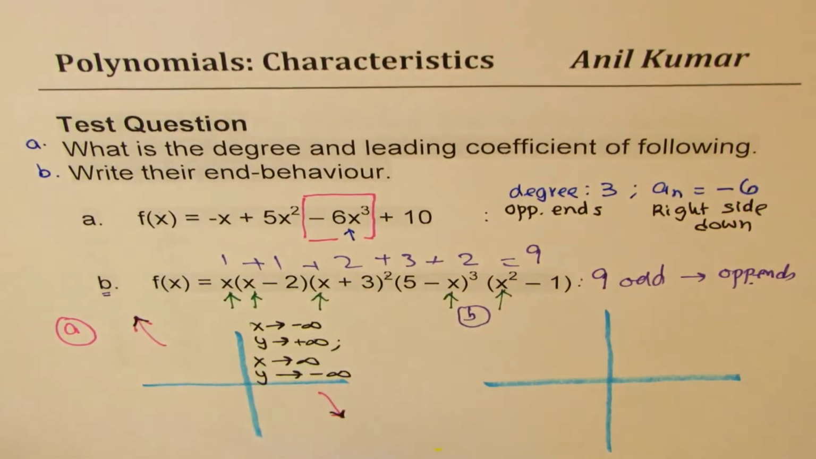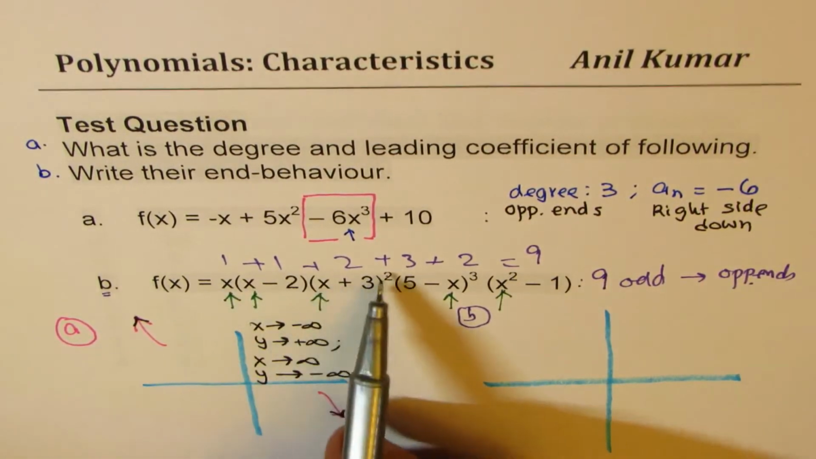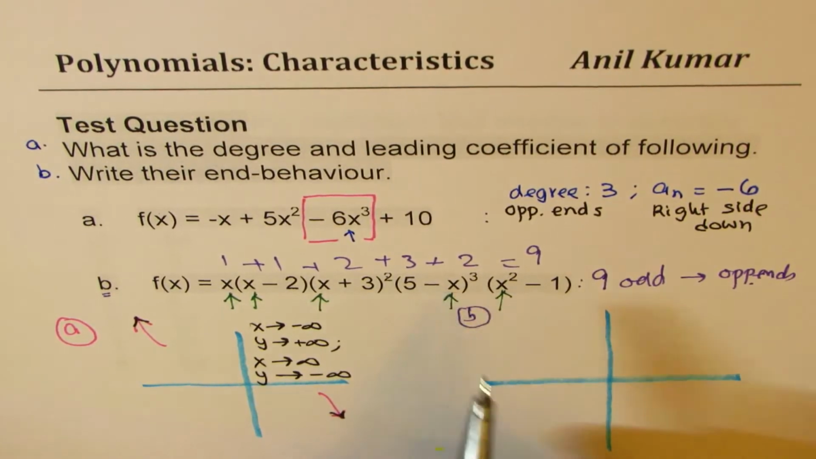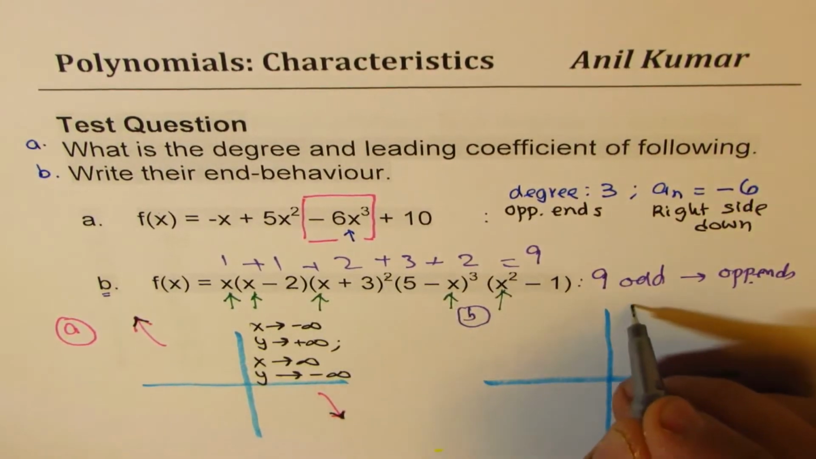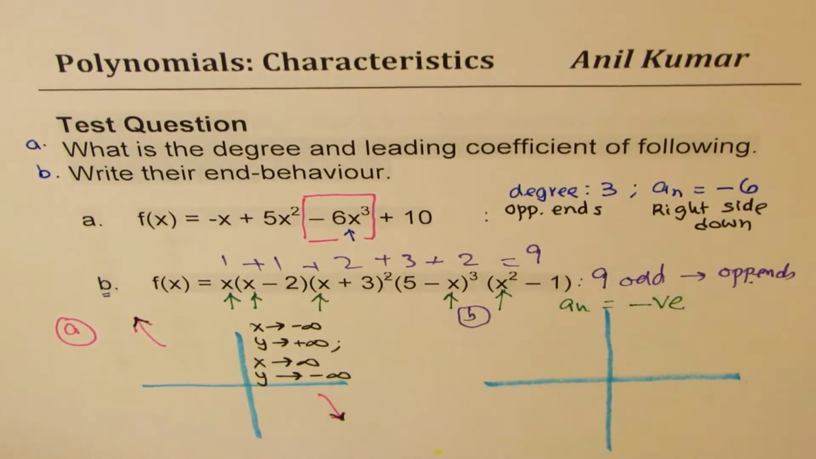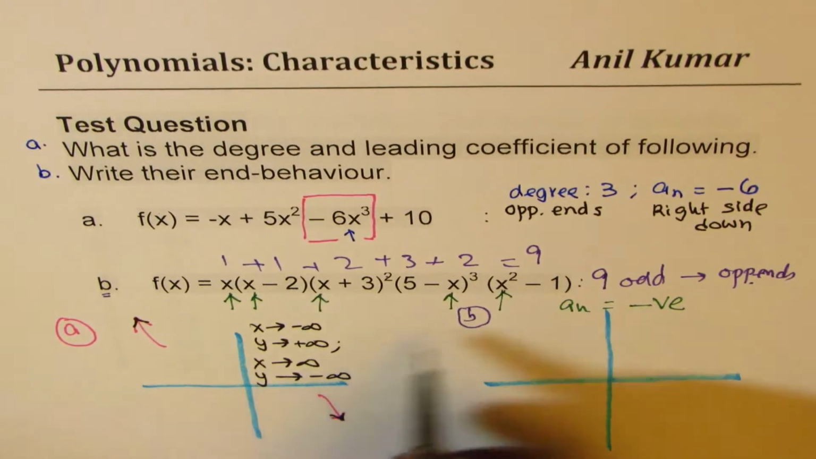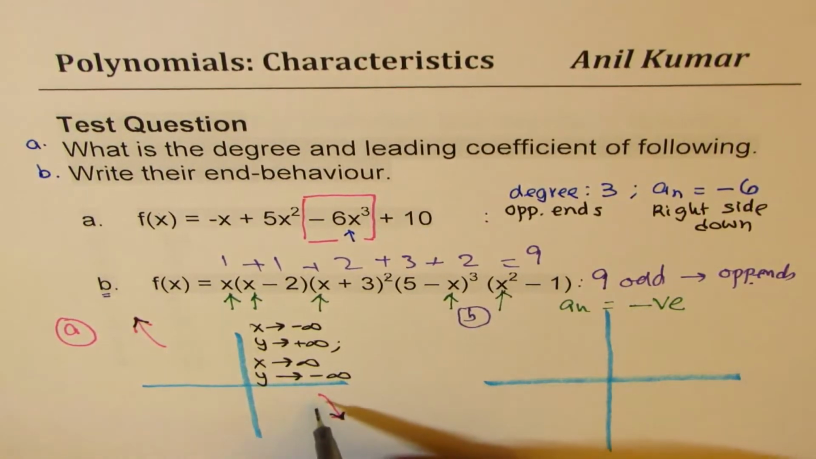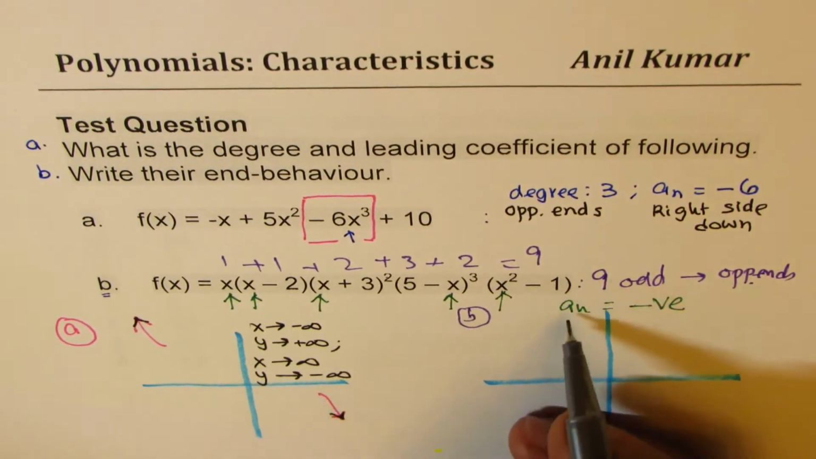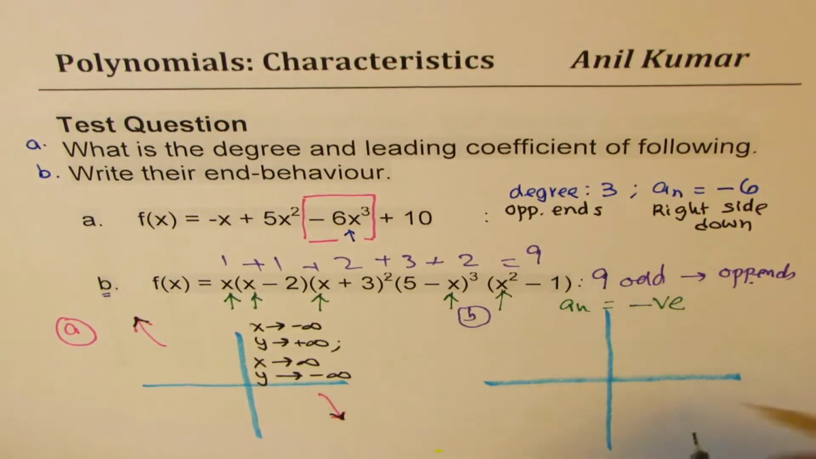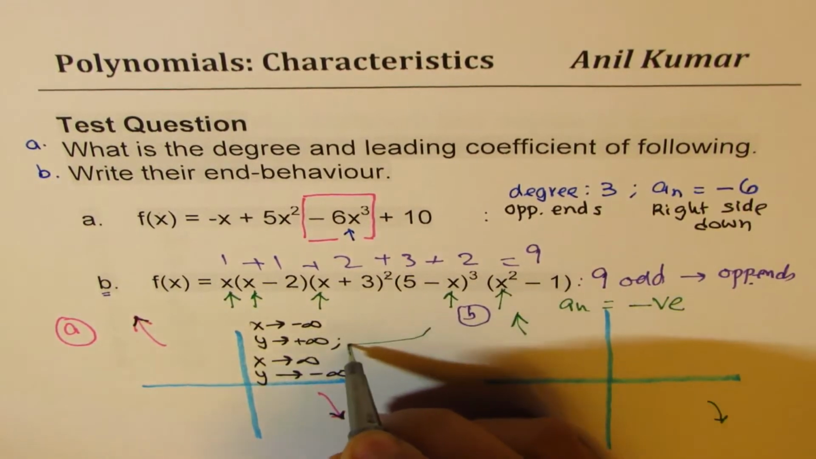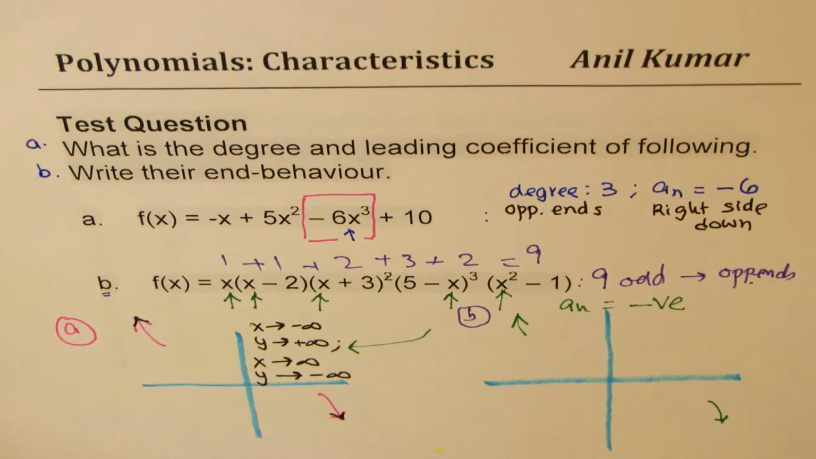Do you see that? Now positive, positive, positive. Negative cube means negative, so it is negative. So a n is negative. Do you see that? So in this particular case, the behavior is exactly the same as we did in the last example. Odd with negative. Do you see that? So the graph will be again like this, and the answer is again the same thing.